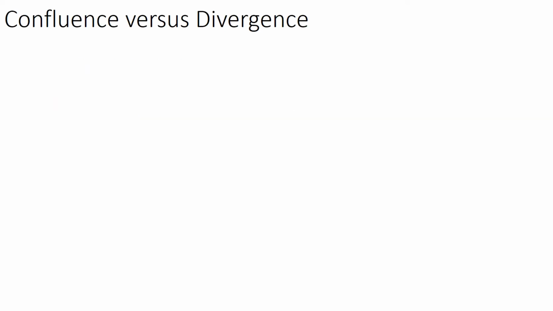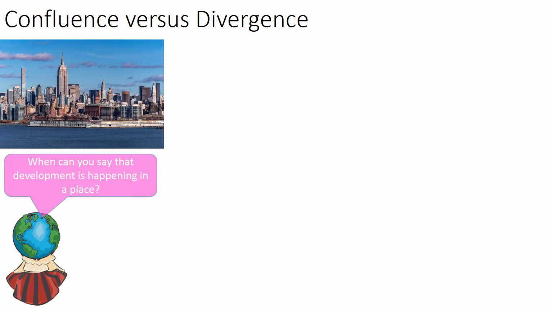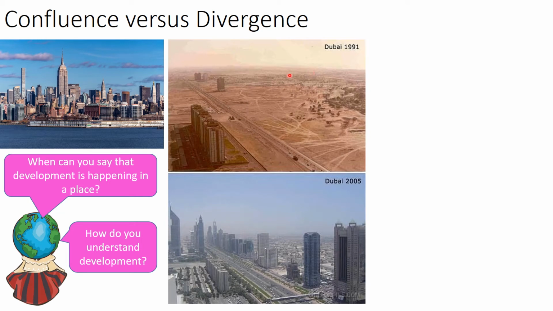Okay, confluence versus divergence. In many parts of the world, we see building skyscrapers, and most likely this is when we can say the place is developed. Kung nagka na kasi building, tagas na kayo, na nasila yung mga technology, and normally that's how we understand development. It's the same thing as we see in Dubai before in 1991.